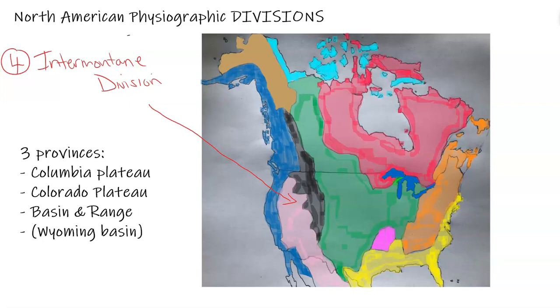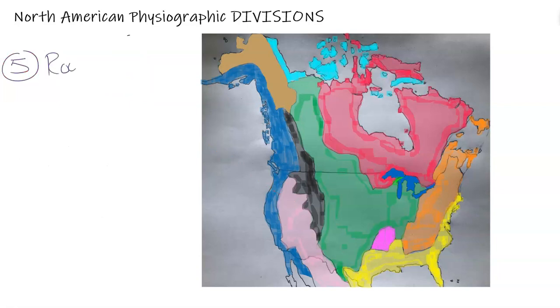You have the Colorado Plateau, which is around Colorado and the southern part of this division. And then you've got the Basin and Range, which is pretty much the in-between section between these two plateaus. And there is a fourth province that some literature does mention, which is the Wyoming Basin, again in between the two plateaus, southeast of Yellowstone, in more central Wyoming.